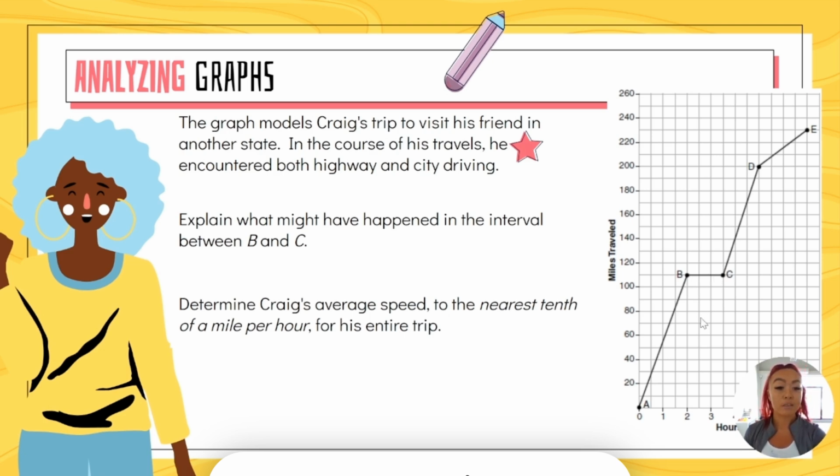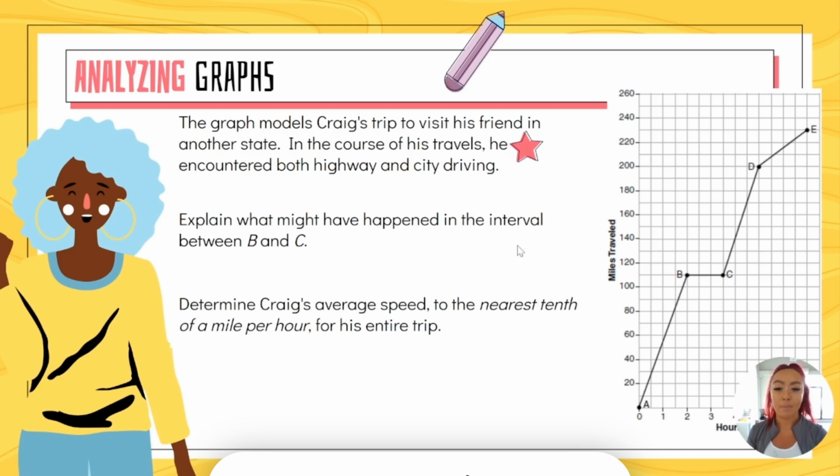Well, between B and C, time is passing. The hours are increasing, time is moving on, but the miles traveled are staying the same. He's staying at 110 miles. He's not increasing his mileage. So that means he's staying in one place. Time is moving on, but he's staying in one place.